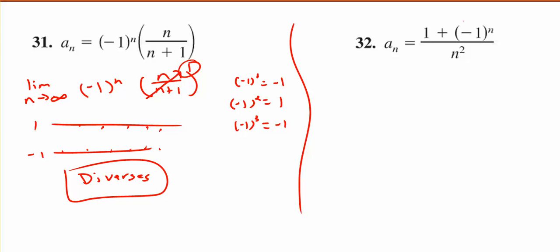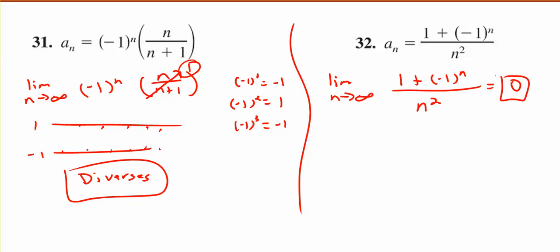However, our denominator will continue to get larger and larger with each term. 1 squared is 1, 2 squared is 4, 3 squared is 9. Therefore, the limit as this approaches infinity, since our denominator will continue to get larger and larger than our numerator, which is positive or 0, will be going towards 0. It converges to 0.